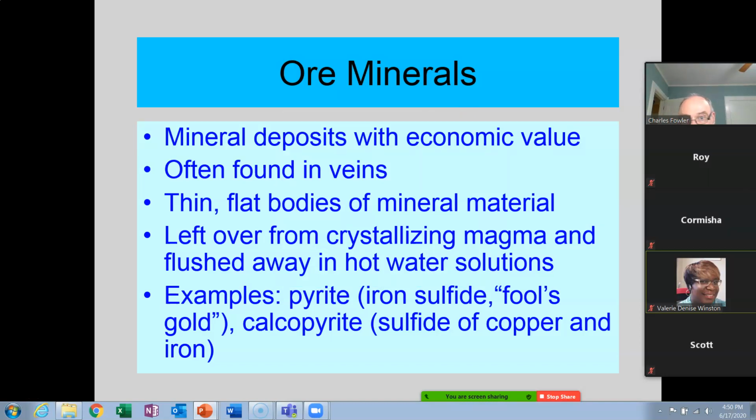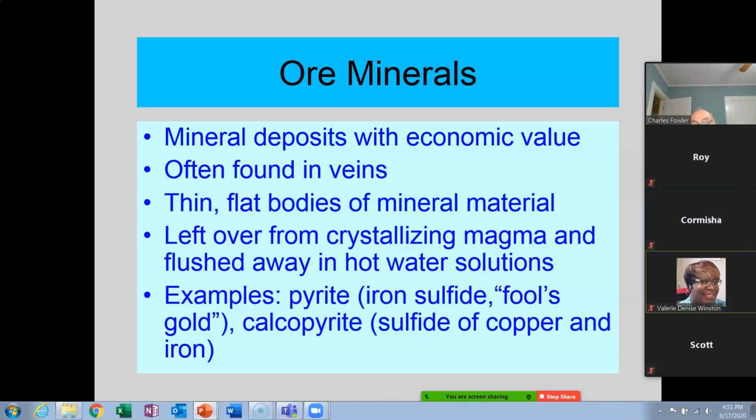Okay. So ore minerals, often found in veins, thin, flat bodies of mineral material, usually left over from either crystallizing magma that came out at a certain temperature or pressure, or things that were flushed away and brought back in hot water solutions. Here are some examples, and I don't know why they give these specific ones.